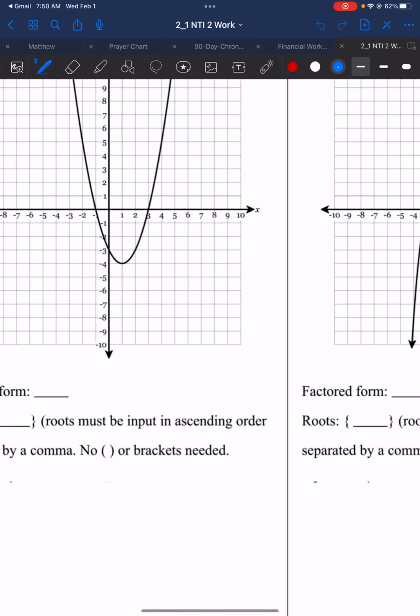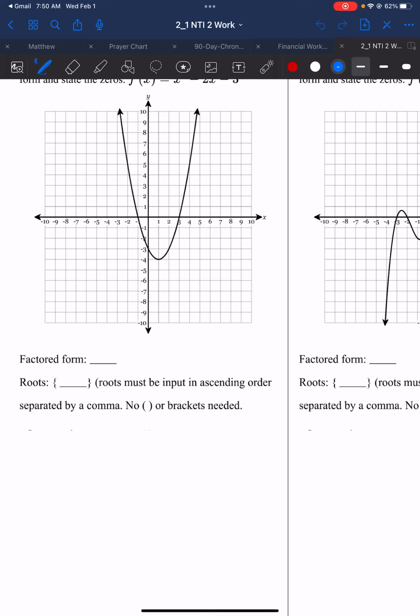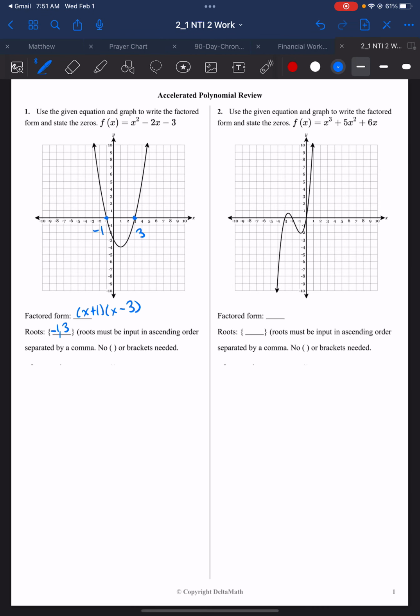So on number one, use the given equation and graph to write the factored form and state the zeros. This is pretty easy. All you have to do is go in and see where the x-intercepts are right here. So I'm working with -1 and 3. That gives me my roots. So my roots are -1 and 3. Easy enough. And then factored form, we always know that parentheses are liars. So my factored form is going to be, instead of x minus 1, x plus 1 and x minus 3. X plus 1, x minus 3.